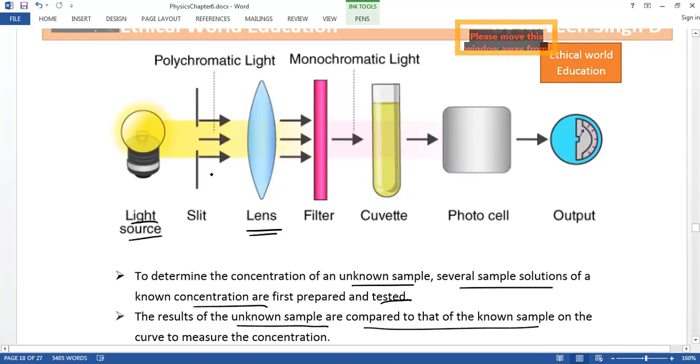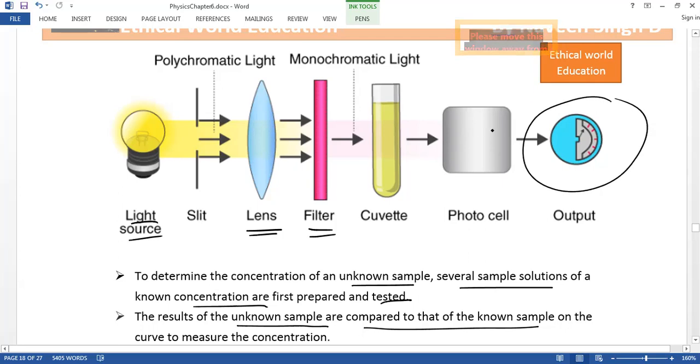So this is the source of light and this is a slit which will allow only some part of the light to pass through it. This is a lens which focuses the light, and this is the filter which will only allow the particular light to pass through it. And this is the cuvette. It is having some particular concentrated solution which is to be compared, or which is already there. So this is the photocell which absorbs the intensity of light, and finally gives the output.